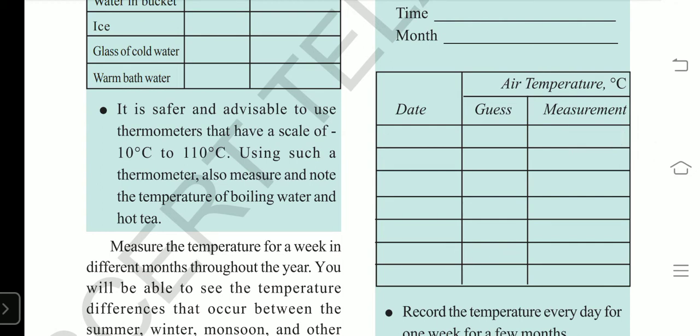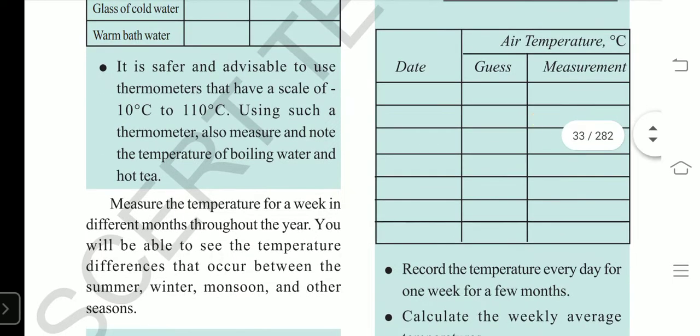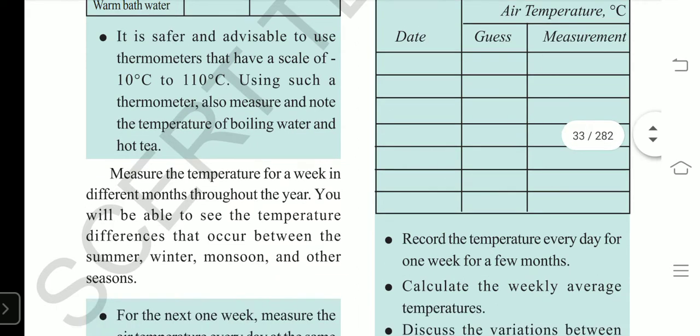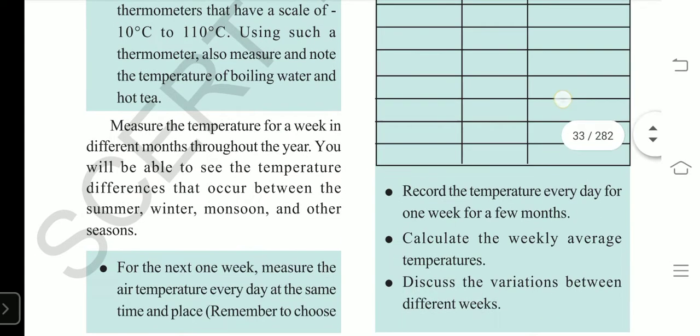Using the thermometer, you measure the temperature for a week, that is 7 days, in different months throughout the year. Actually it has to be done; by this time you can do it, understand? From January to December, in every month, for a week, we have to measure the temperature, understand? To see the differences that occur between summer, winter, monsoon and other seasons.